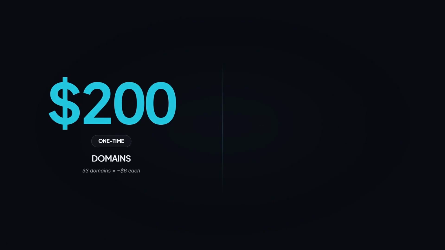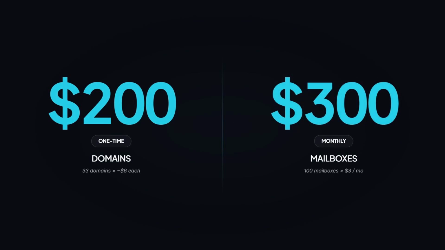And the mailboxes are typically $3 per mailbox. Since we need 100 mailboxes, that's a monthly cost of around $300 per month that you need to spend at least to start sending 3,000 personalized cold emails every single day. And the best part is that while spending this much, you are getting really good deliverability. You're not actually landing in spam unless you do the other things wrong.